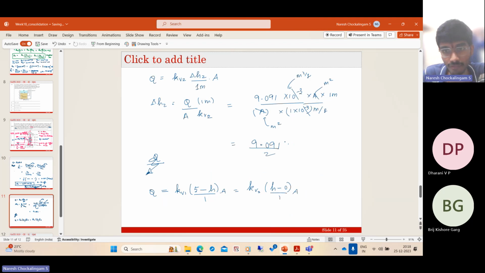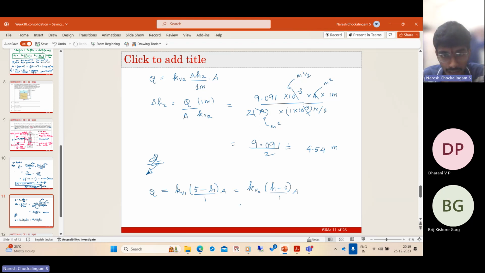So here you have 1 by 2 here. So this comes around 4.51 or so. Yeah, so this is about 4.54 meters. And so you can also check by this.